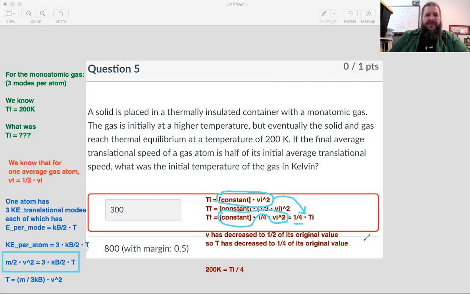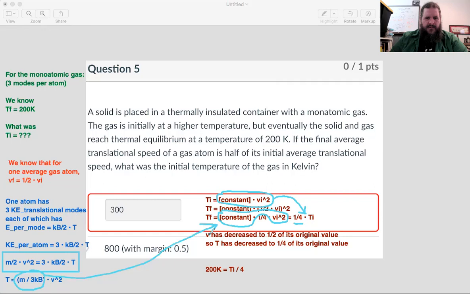Any other questions on that one? So what exactly is the constant again? That constant is just the mass over 3 times Boltzmann's constant here.